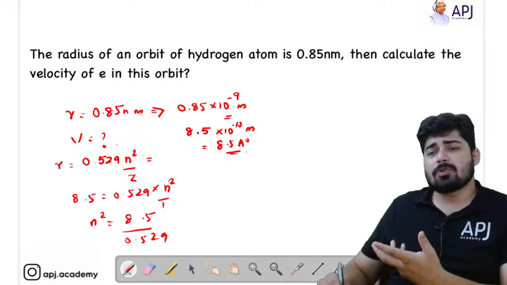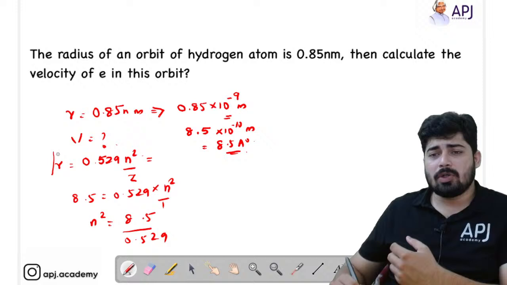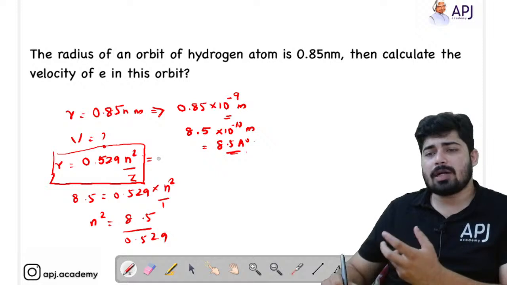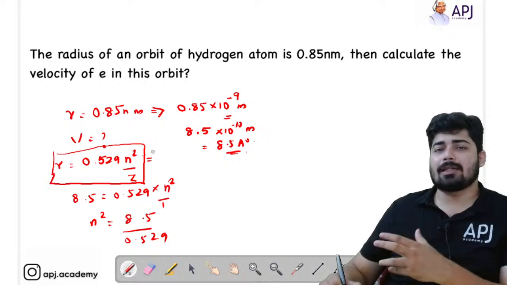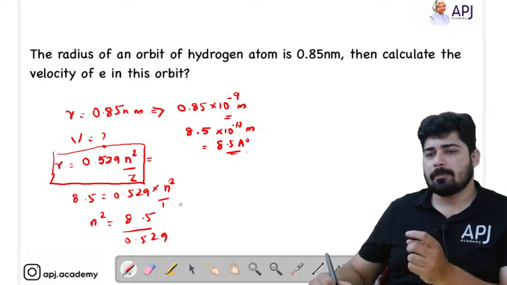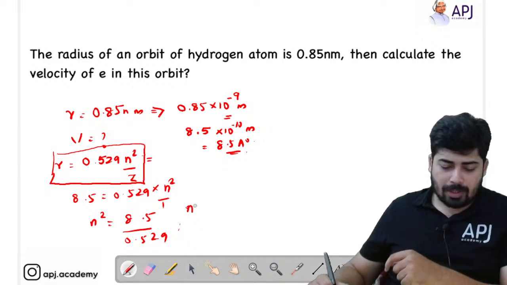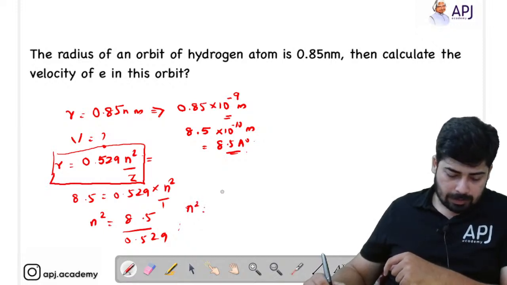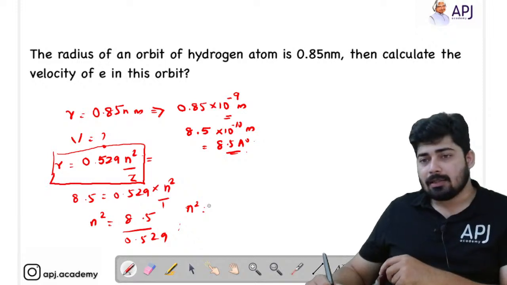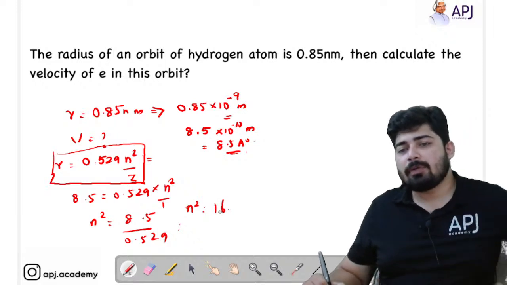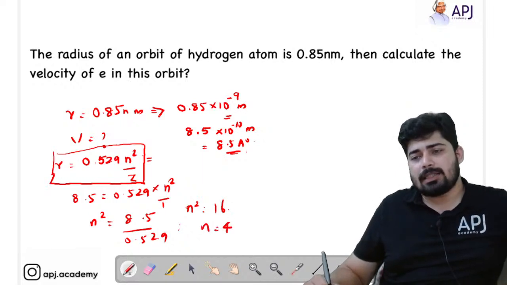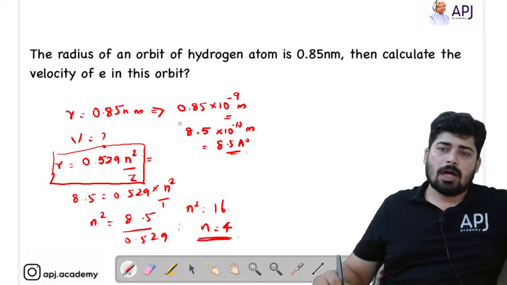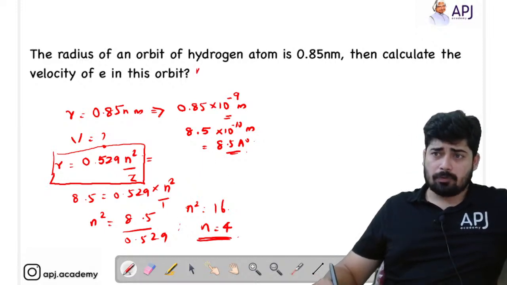Why did I convert this to Armstrong? Because if you are using this particular equation, then you are obtaining the radius in Armstrong. So while calculating this, you cannot use any other units. Always use Armstrong. Now we get the value of n square is equal to 16, by dividing 8.5 by 0.529. So n will be equal to root 16, that is equal to 4. Now you got the orbit as n equal to 4.